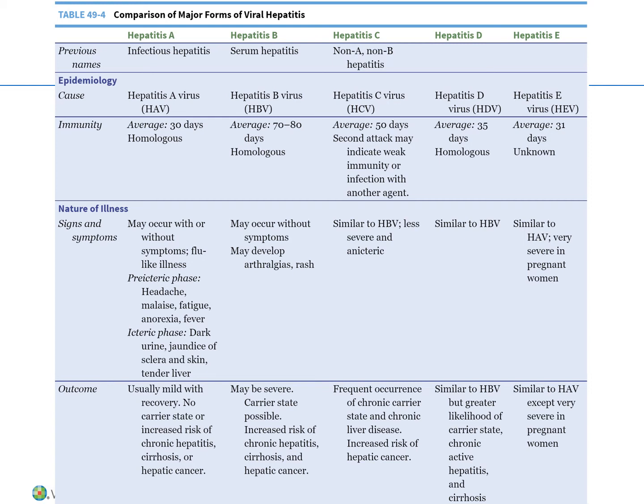Hepatitis D you get if you have B. So it's not something that you'll get all on its own. They usually have B first and then they get D.